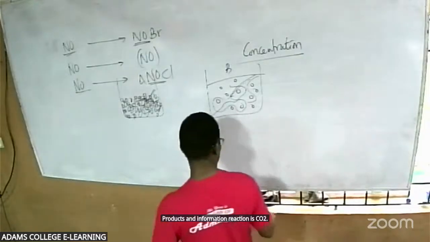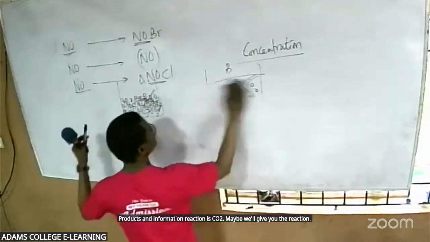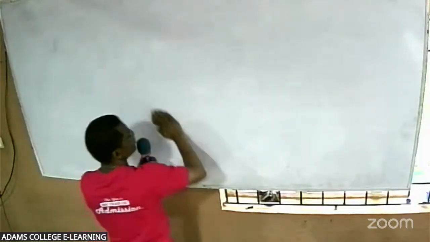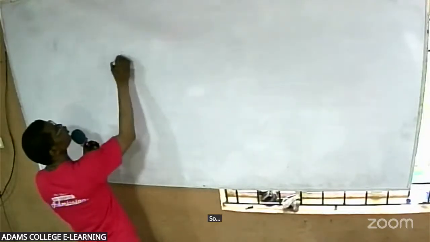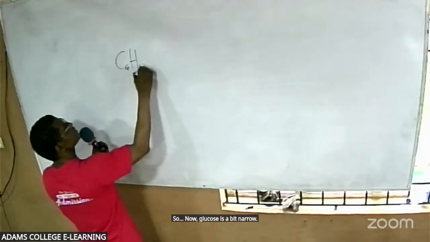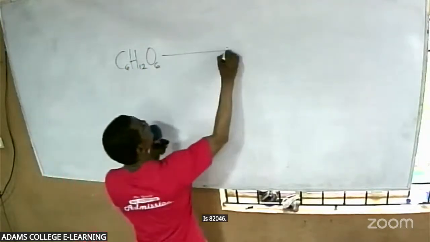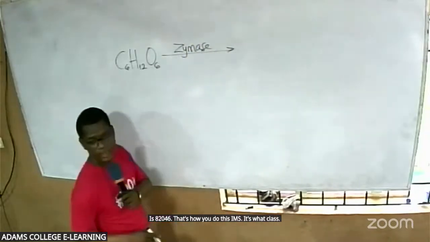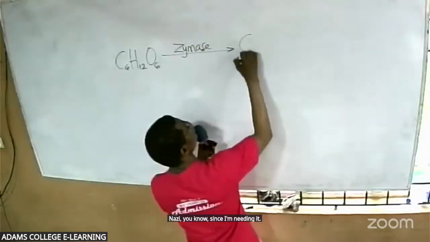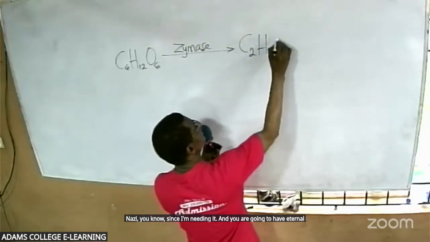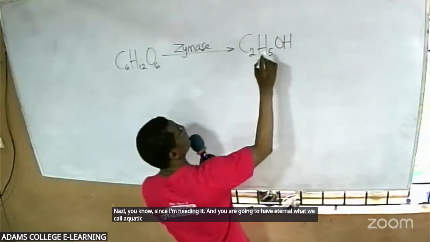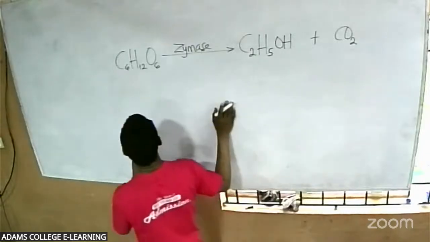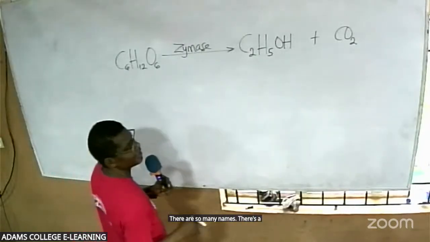Let me even give you the reaction. So now glucose is broken down: C6H12O6. The enzyme you need is zymase. That's the enzyme needed. And you are going to have ethanol, what we call akweteshi, or kain, or other names. They have so many names. It's the commonest product in Africa.